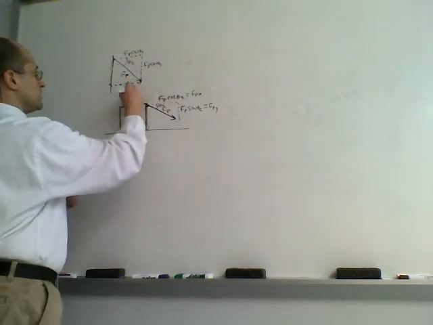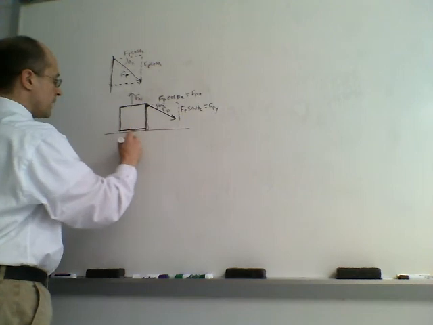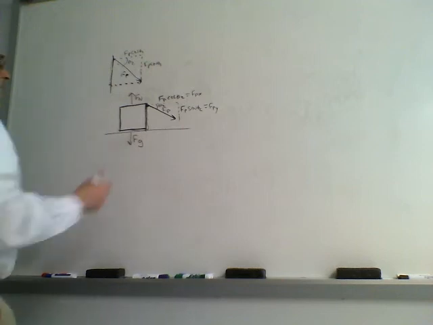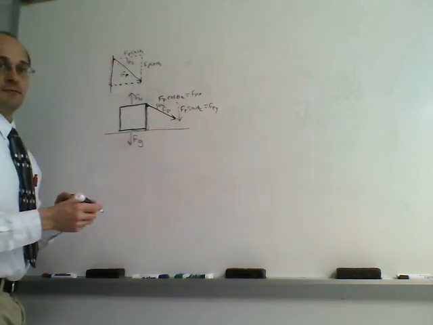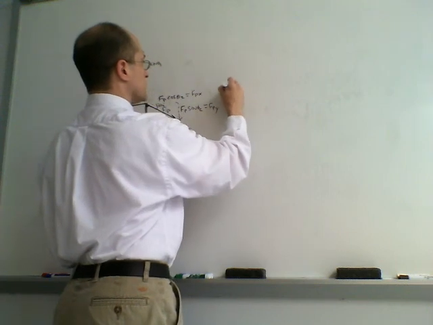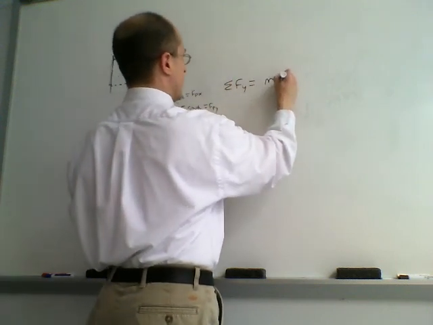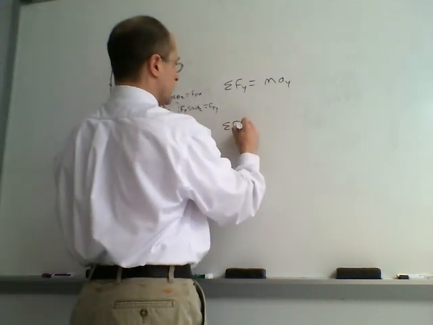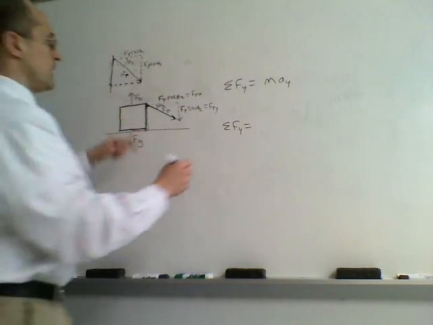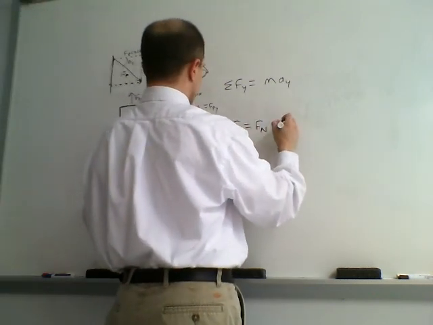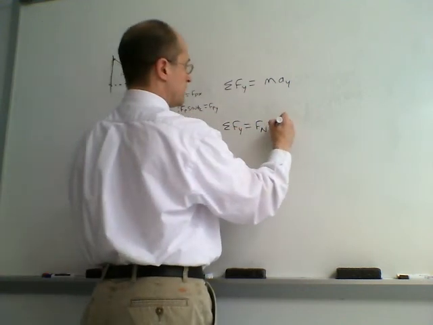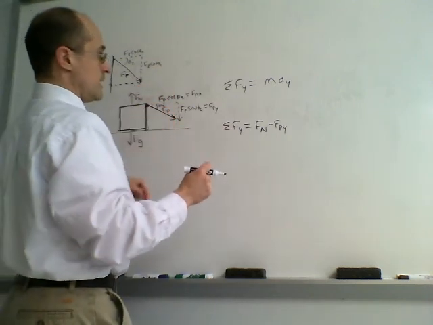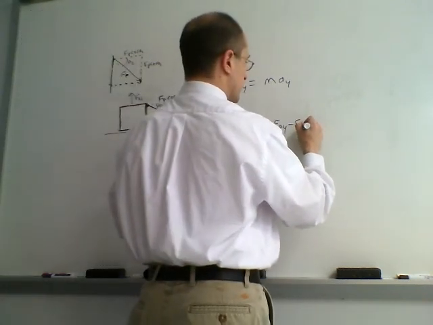So what else works on the box? We have the force of the normal and the force of gravity. So when we go to sum up the forces on our box, we start with the sum of the forces in the y. What forces do we have? We have a normal force, we have minus F_Py, because when we're pulling down on the box, we have a force from our pull in the negative y direction. And then the force of gravity.